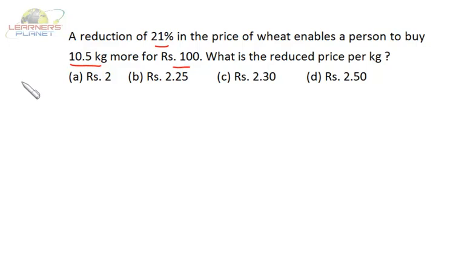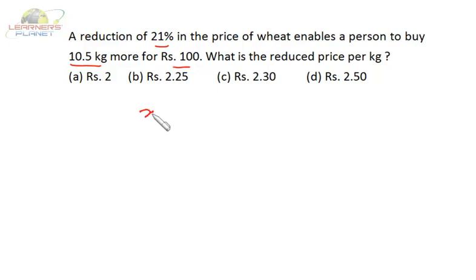Let's take one similar problem so the concept can be strengthened. A reduction of 21% in the price of wheat enables a person to buy 10.5 kilogram more for rupees 100. What is the reduced price per kilogram? Friends, here this percentage is not easily convertible into a fraction, so let's go for the algebraic method, which will be very easy.